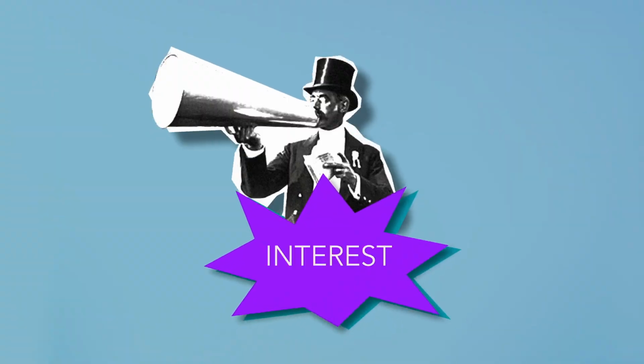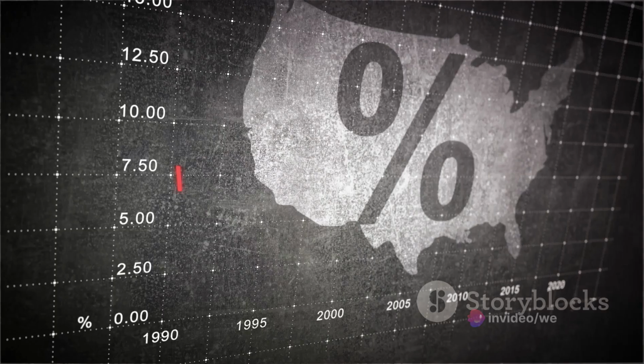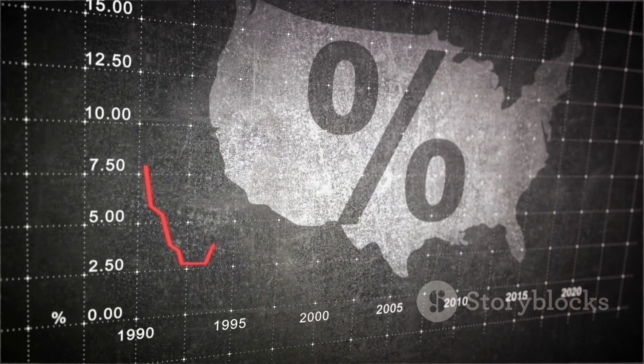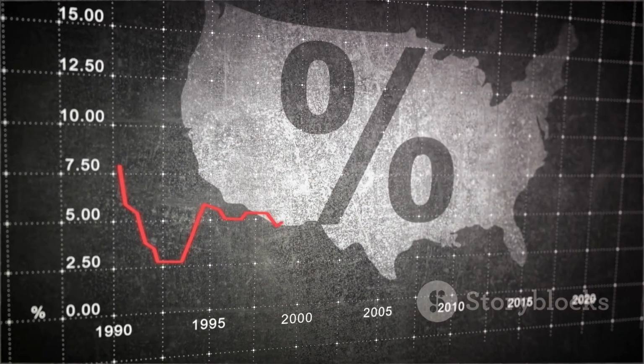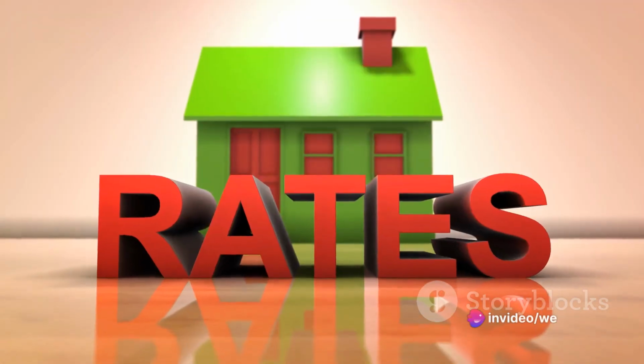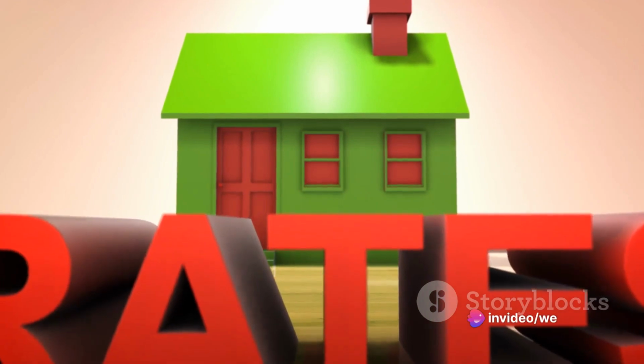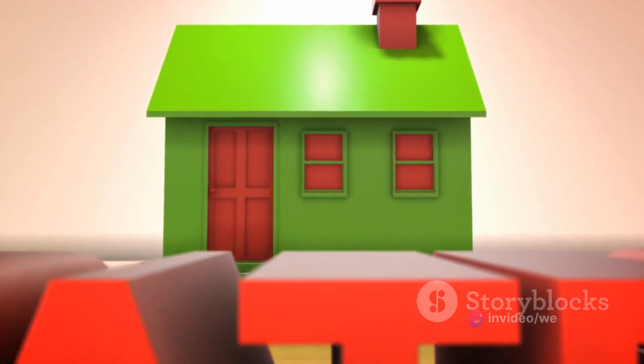Here's how it works. When the economy is booming and inflation is on the rise, banks increase interest rates. This makes borrowing money more expensive, which can slow down spending and cool off the economy. On the flip side, when the economy is in a slump, banks can lower interest rates. This makes borrowing cheaper, encouraging spending and investment, and helping to kickstart economic growth. It's a delicate balancing act that banks perform to keep the economy stable.